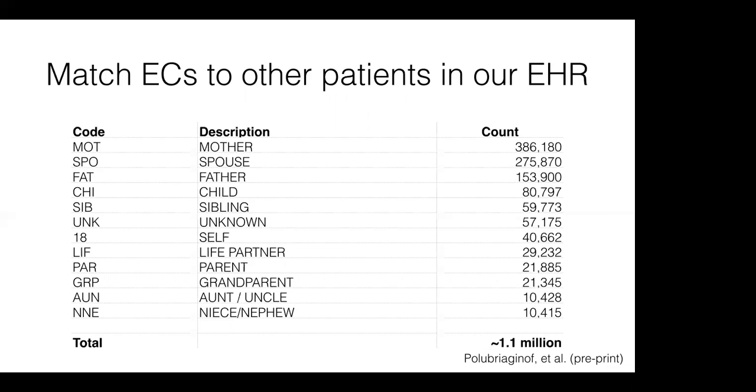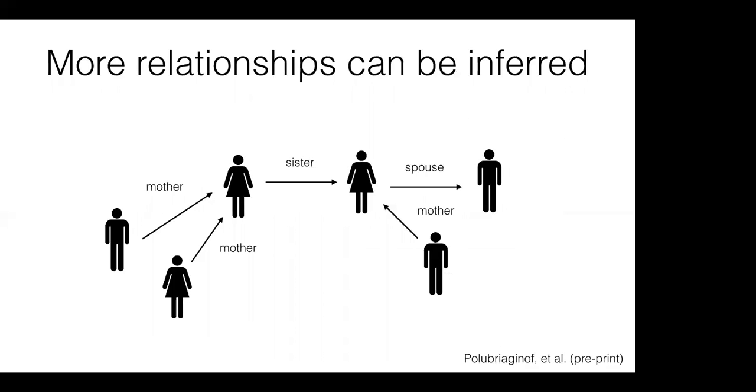So what we did is we used the ones that are interesting, the ones that provide us with information, but it doesn't end there. Once we identify relationships, we can also infer additional relationships. For example, if two people list the same person as their mother, then we can infer that those two people are siblings. Very similarly, if somebody lists the emergency contact as their mother and their mother has a sister as emergency contact, then we know that that person is their nephew.